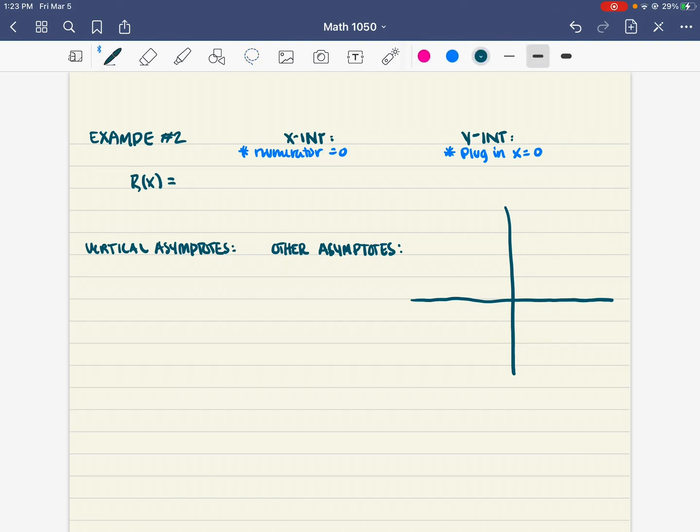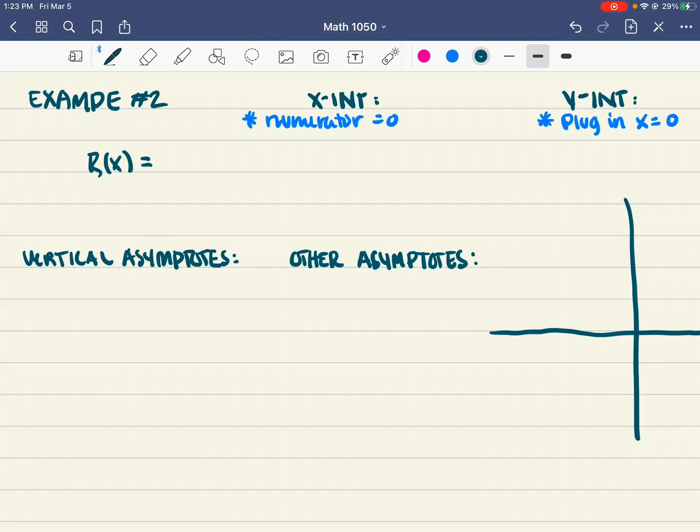So my example is going to be, one second, the computer locked again. Okay, my example is going to be, and I might actually move this over a little bit because it's kind of a big one. So we have 2x squared minus 8x minus 10 on the top, and 3x squared minus 12 on the bottom.